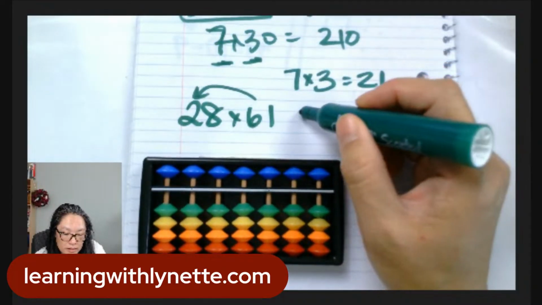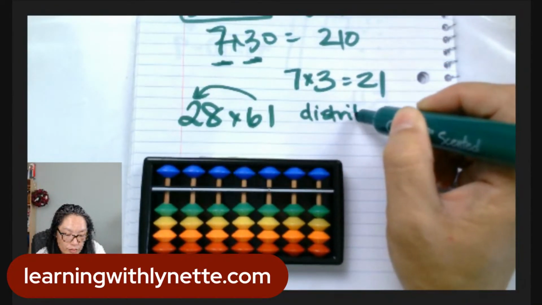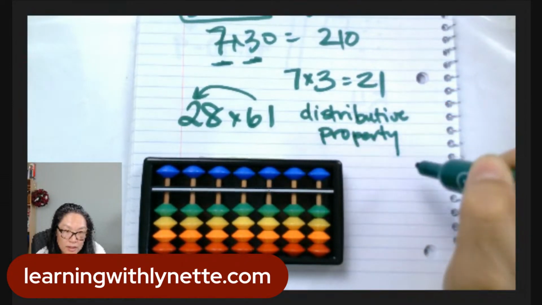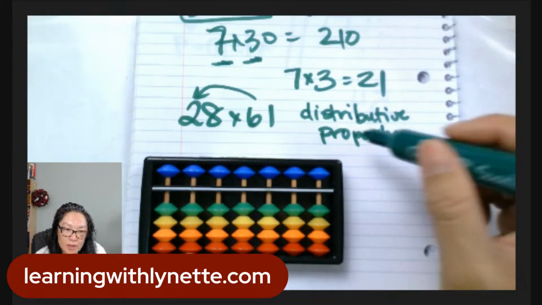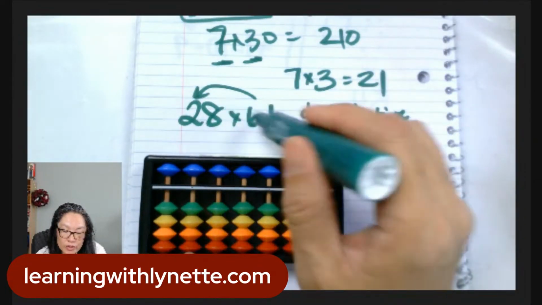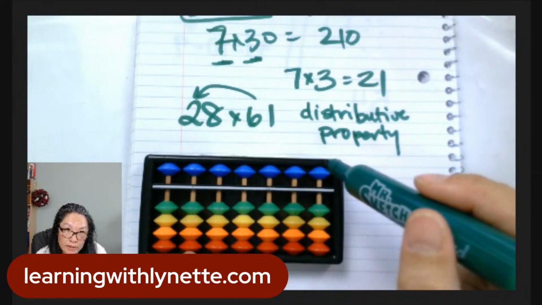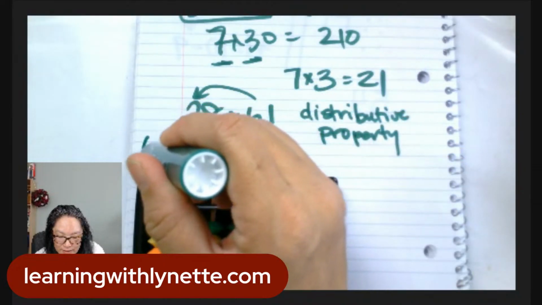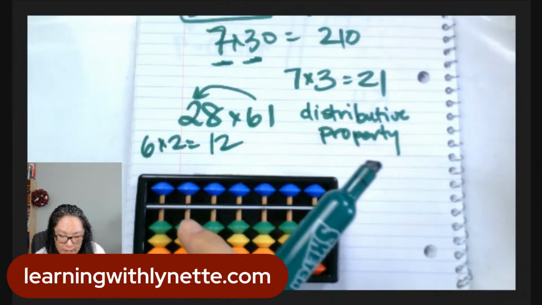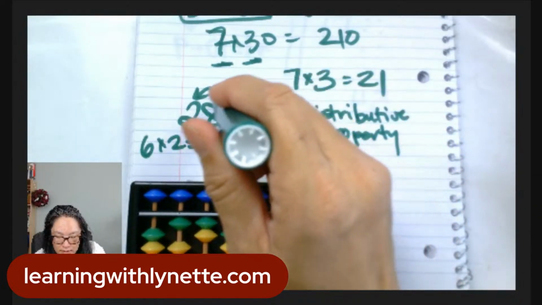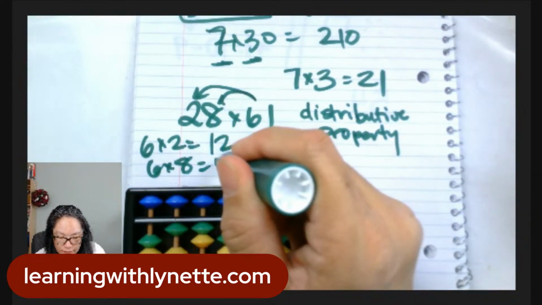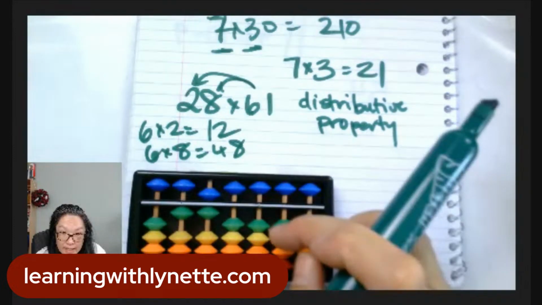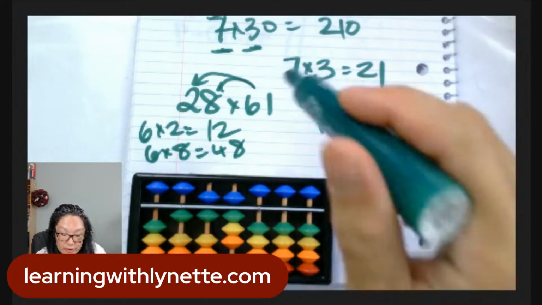So this is called distributive property. This is the very beginnings of algebra. Because this is the very beginnings of algebra, we're doing distributive property. In mainstream math, they're calling this new math. But it's not. It's actually old math. 6 times 2 is equal to 12. Add 1, add 2. Then we do this. 6 times 8 is 48. Add 4 plus the 5 minus the 1, add the 8. And then we're done with this.